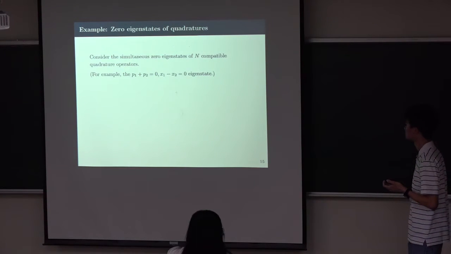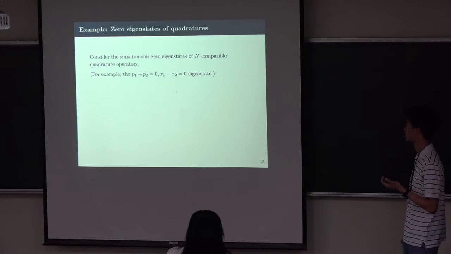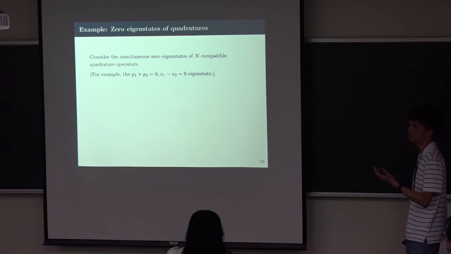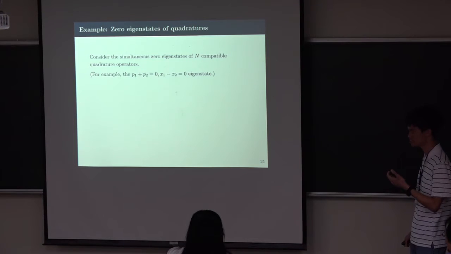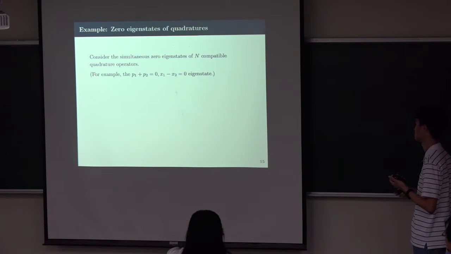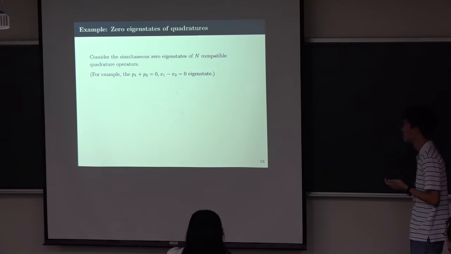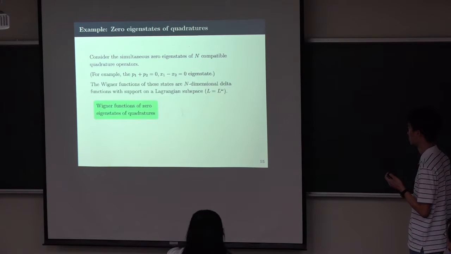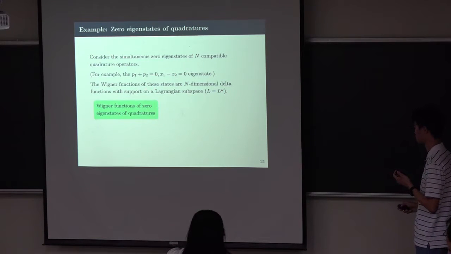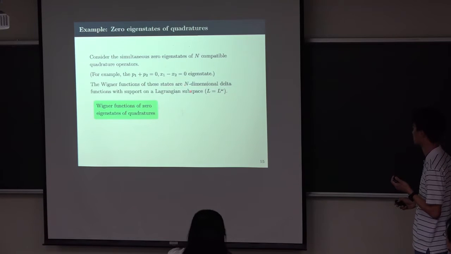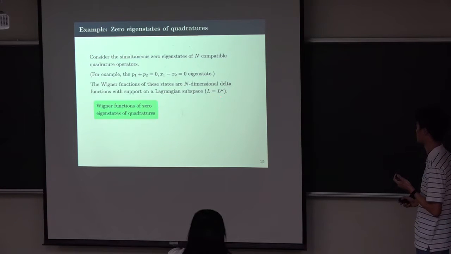Another example is the zero eigenstate of quadrature operators, like the zero momentum state, or zero position state, or this kind of EPR states. The Wigner function of this kind of state is the n-dimensional delta function. It supports a Lagrangian subspace. A Lagrangian subspace is a subspace whose symplectic complement is itself.